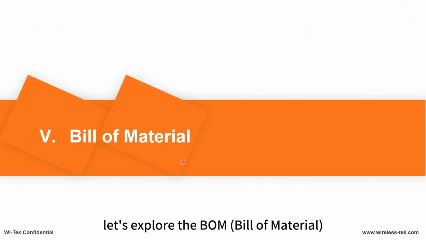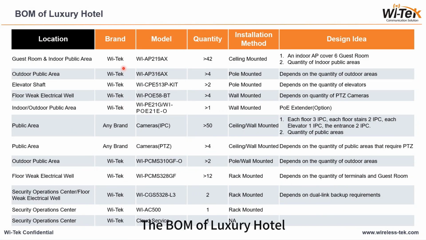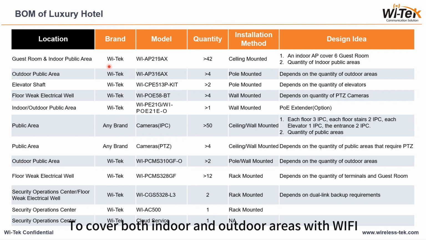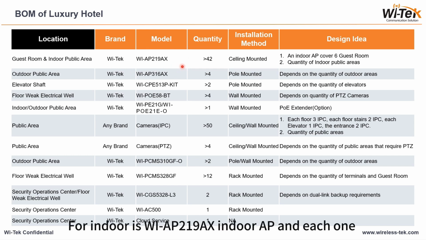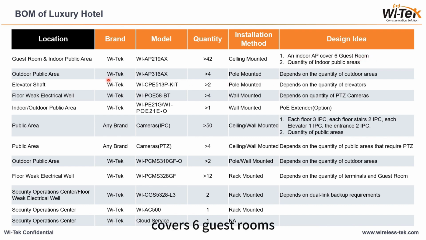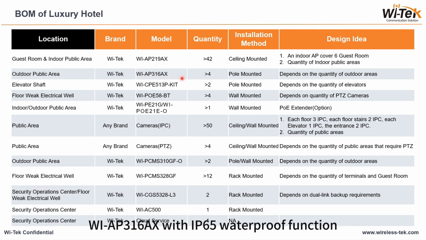Next, let's explore the BOM, bill of material. The BOM of luxury hotel: to cover both indoor and outdoor areas with Wi-Fi, we use Wi-Fi 6 access points. For indoor is WI-AP219AX indoor AP, and each one covers 6 guest rooms. As for outdoor areas, also Wi-Fi 6 high-performance AP WI-AP316AX with IP65 waterproof function.